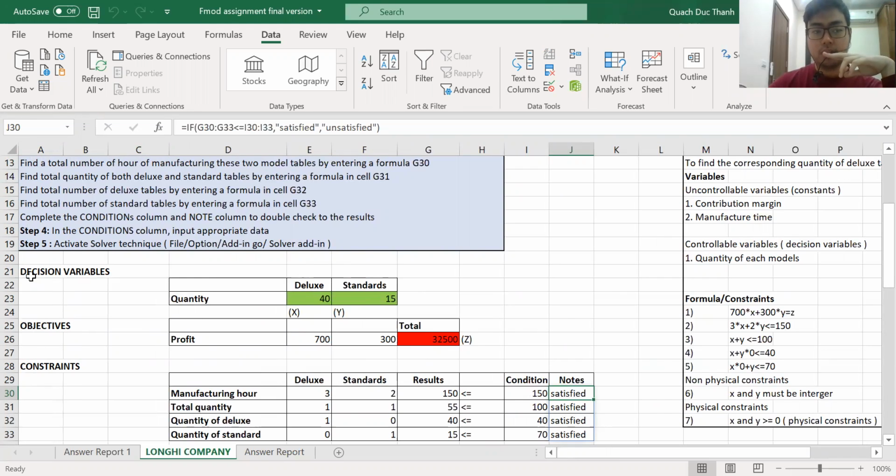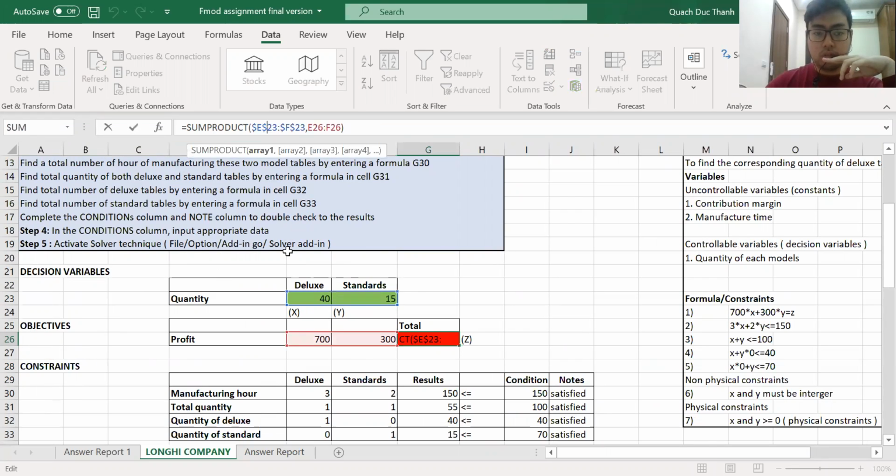As I said before, we divide into three parts: decision variable, objective, and constraint. In the first step, we randomly enter the quantity numbers in the decision variable, luxury and standard. You can choose them randomly. Next is the objective, the profit: $700 for the luxury and $300 for the standard. For the total, we use the SUMPRODUCT function with the range of the profits and the range of the quantity, and for the quantity range we use absolute values.